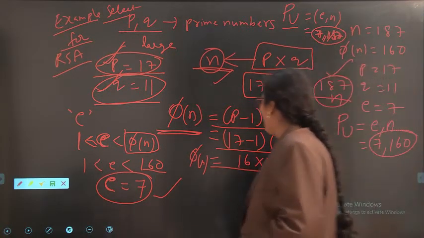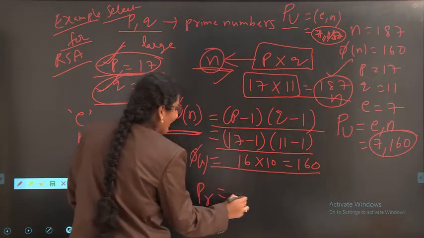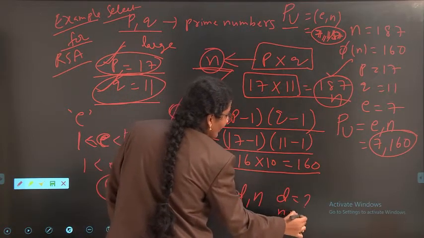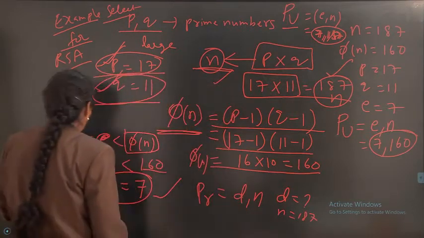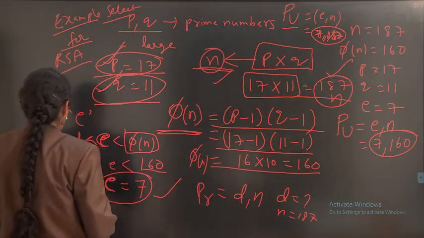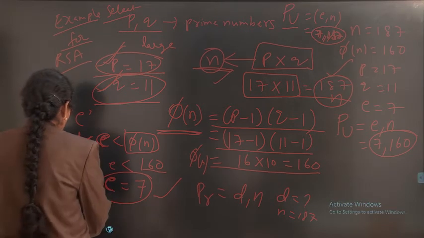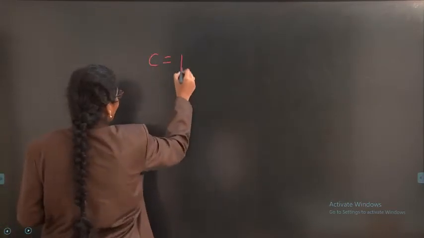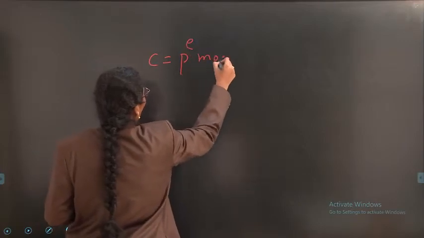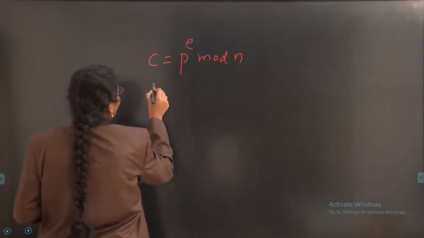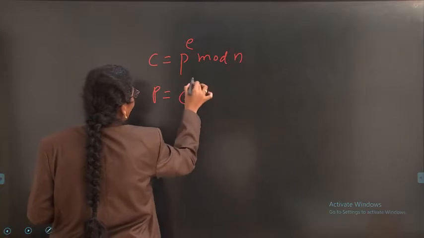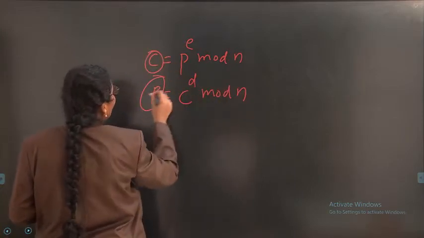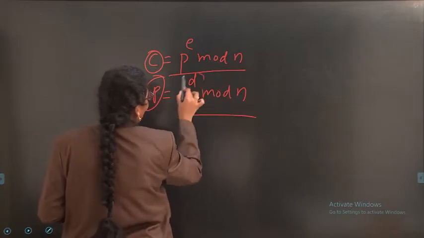Now I want to calculate the private key. Private key is D comma N. So the D value I don't know, the N value is 187. Now what are the formulas I have? Ciphertext equal to plain text power E mod N. Then plain text equal to ciphertext power D mod N. To calculate ciphertext and plain text, I have all the values except the D value.